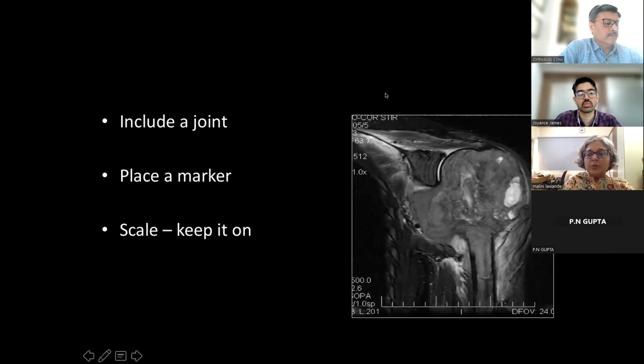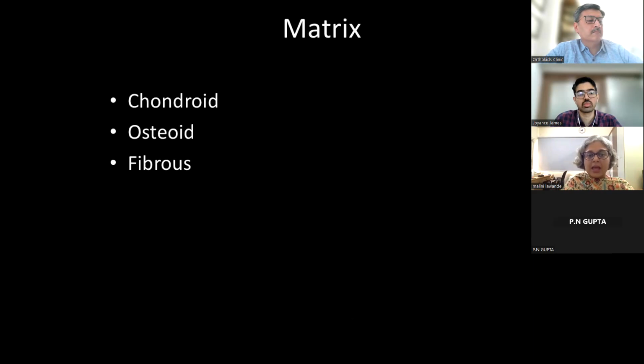It's always important to place a pain marker. We use a vitamin E capsule, or you have commercially available capsules, at the point of the swelling or at the point of the pain, because then we are sure that we are covering that area. We know that we are looking at that area again. There can be small subtle lesions.